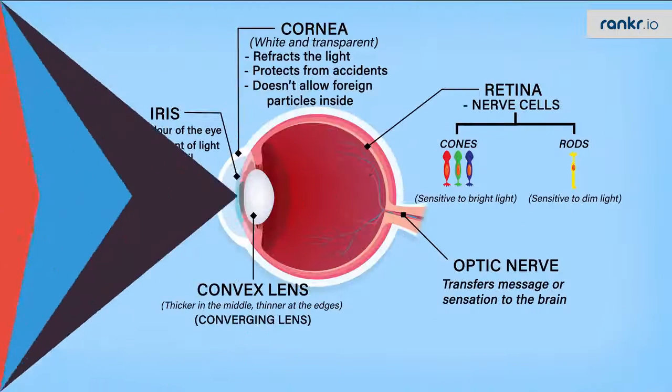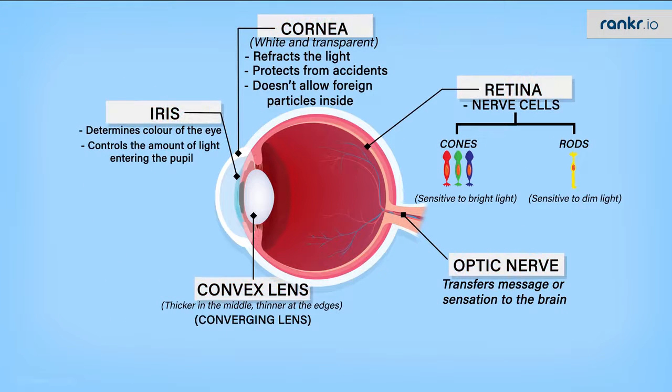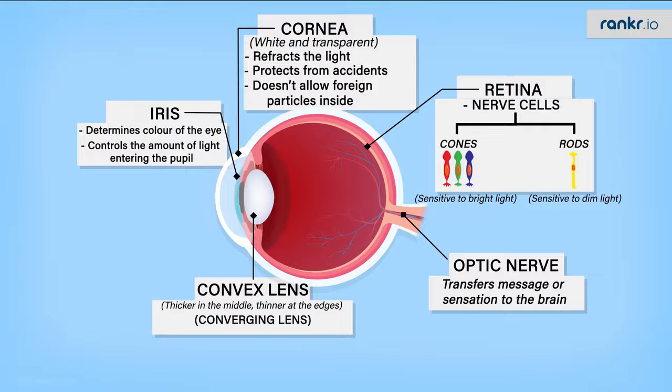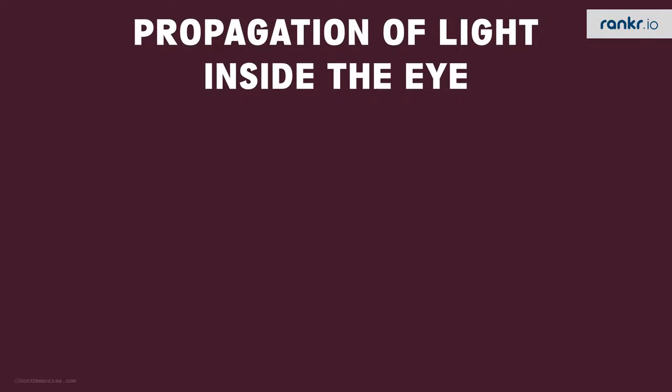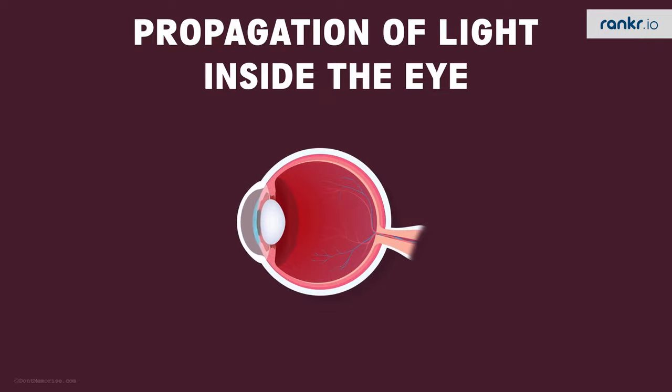In our previous video, we studied different parts of the human eye and their functions. In this video, we're going to roughly see how light propagates inside the eye and how we're able to see the objects around us. And for that, we will consider a simplified two-dimensional image of our eye. So how does light travel inside?